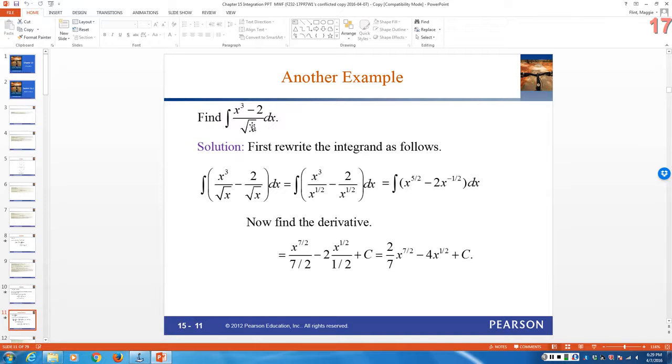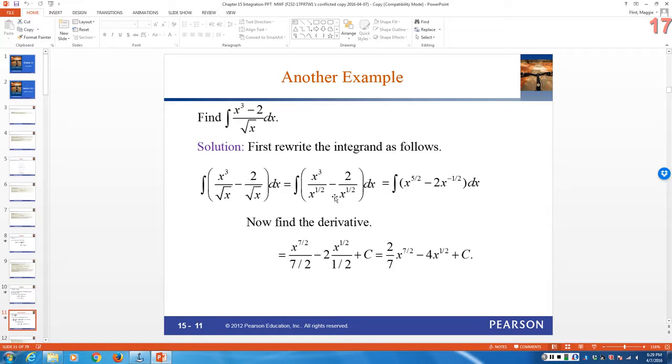So we have the integral of x to the third minus 2 over the square root of x. That's much more easily written as the integral of x cubed over the square root of x minus 2 over the square root of x. Basically, you're just putting both terms in the numerator over their own version of the denominator. And then convert that square root into a 1/2 power.